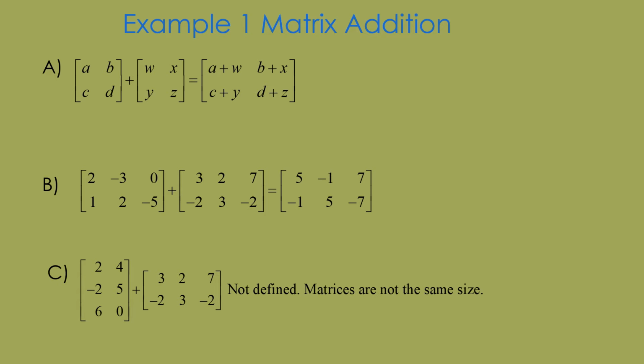In the third case, the first one is 3 rows and 2 columns, a 3 by 2 matrix. The other one is 2 rows and 3 columns. So since they are of different size, different order, you cannot add or you cannot subtract these two matrices. So matrix addition is not possible for C.